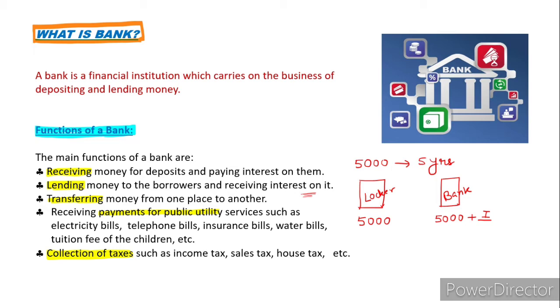If you have bank accounts you can easily transfer money to your friends, relatives, anyone who is in need of money. Fourth point is receiving payments for public utility.